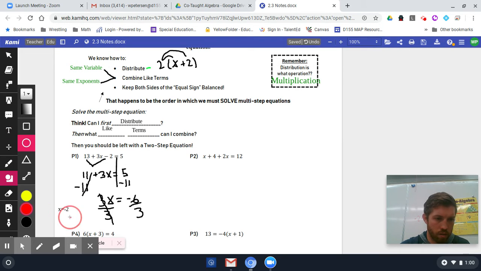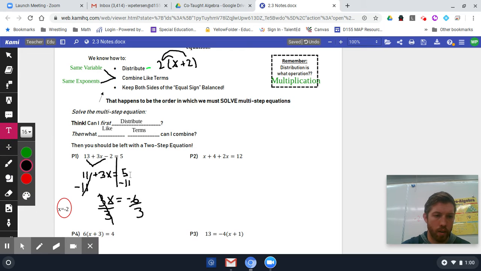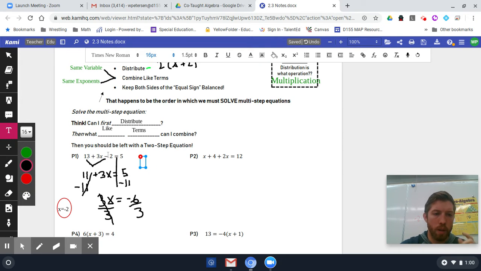That is our answer. Now, like always, we can always check our answer. So we can plug it into this first part of the equation or the second part because this is the same thing as this. Okay, it's just simplified. So I'm going to plug it into the second part, which is 11 plus 3 times -2 equals 5. And let's see if I did my work right.